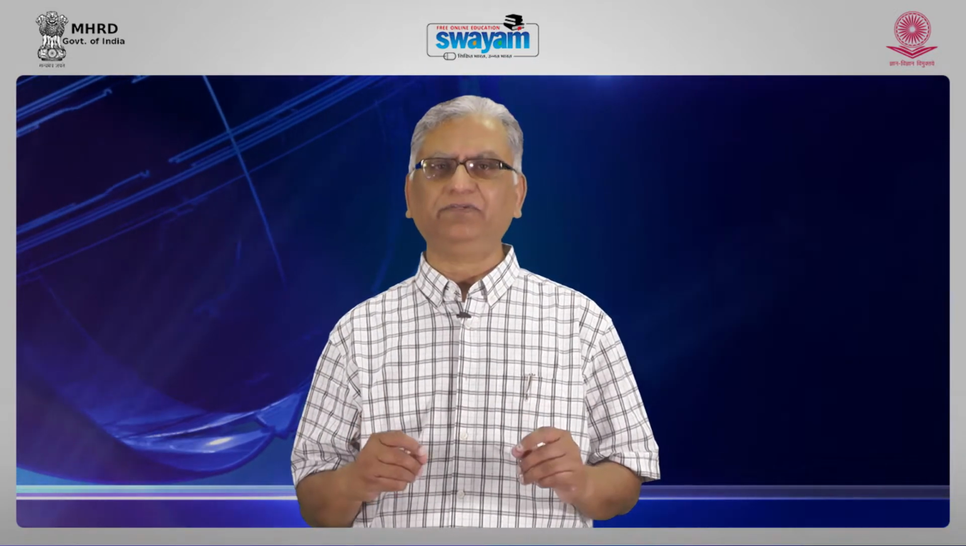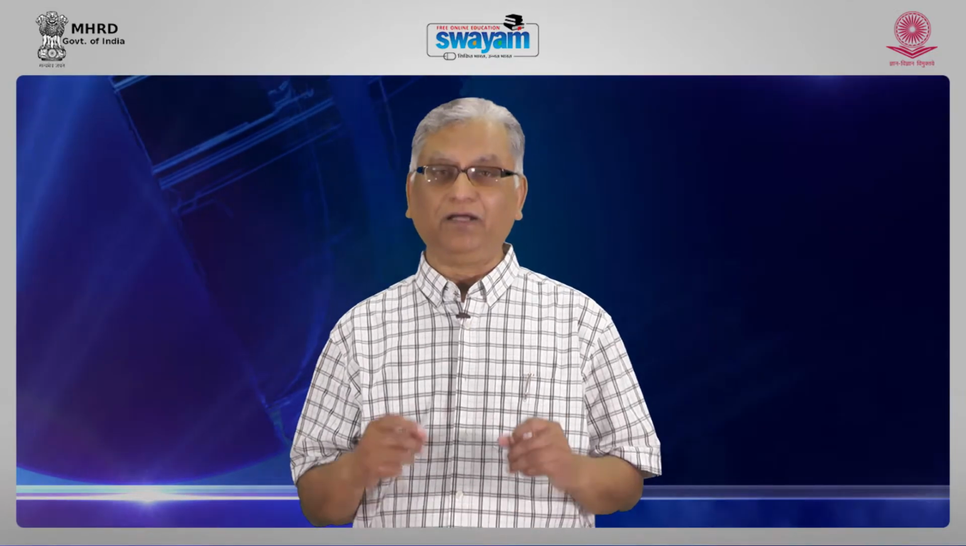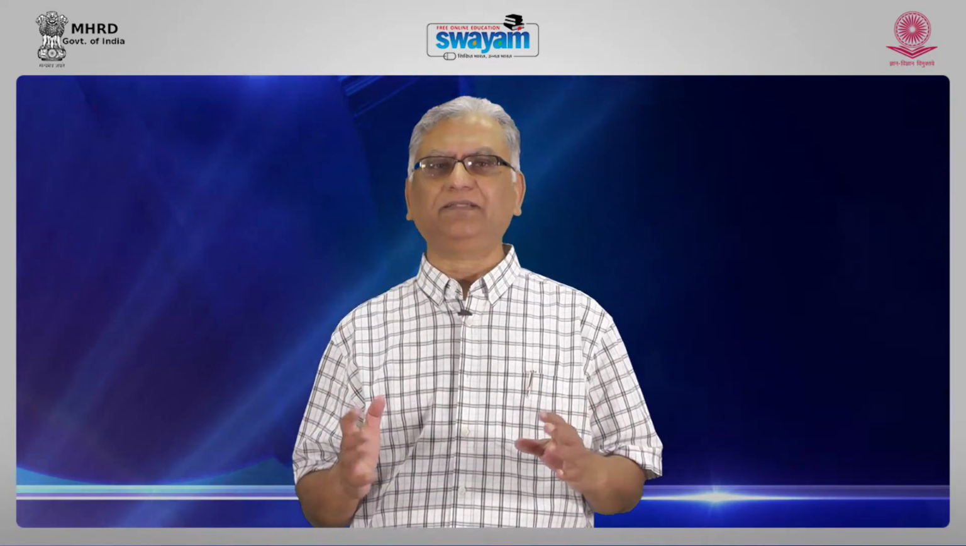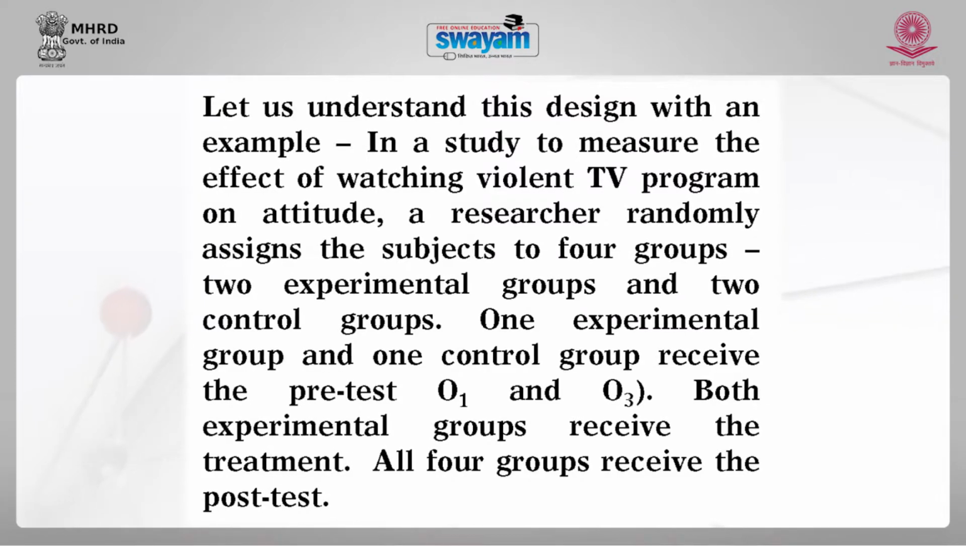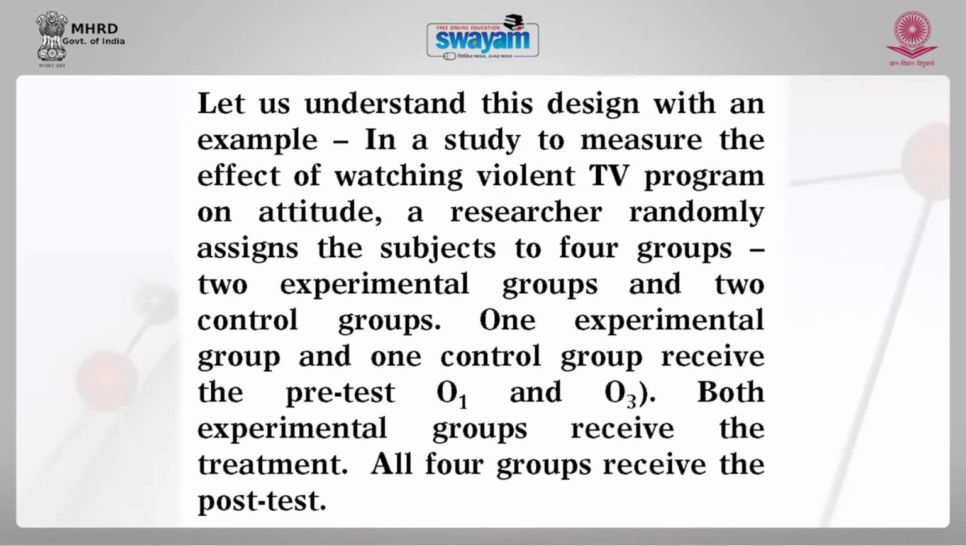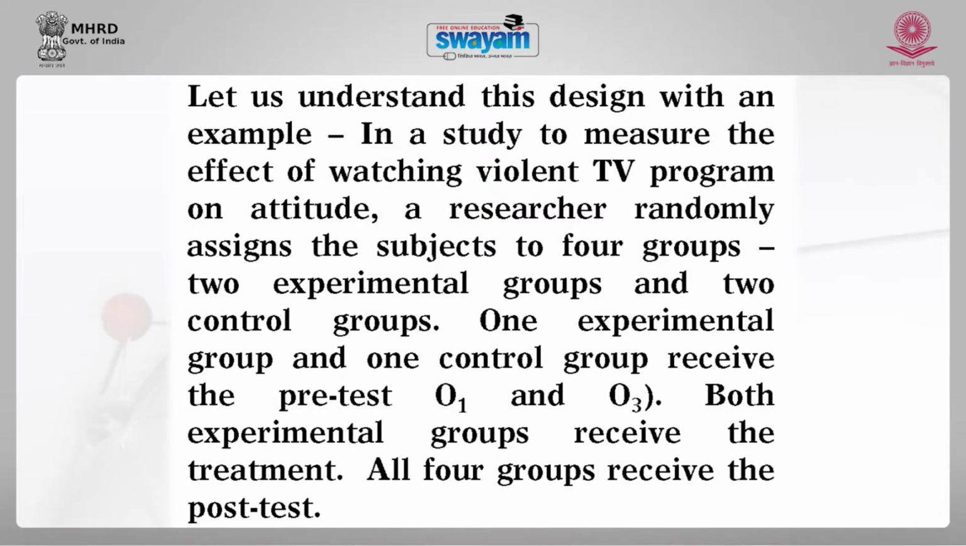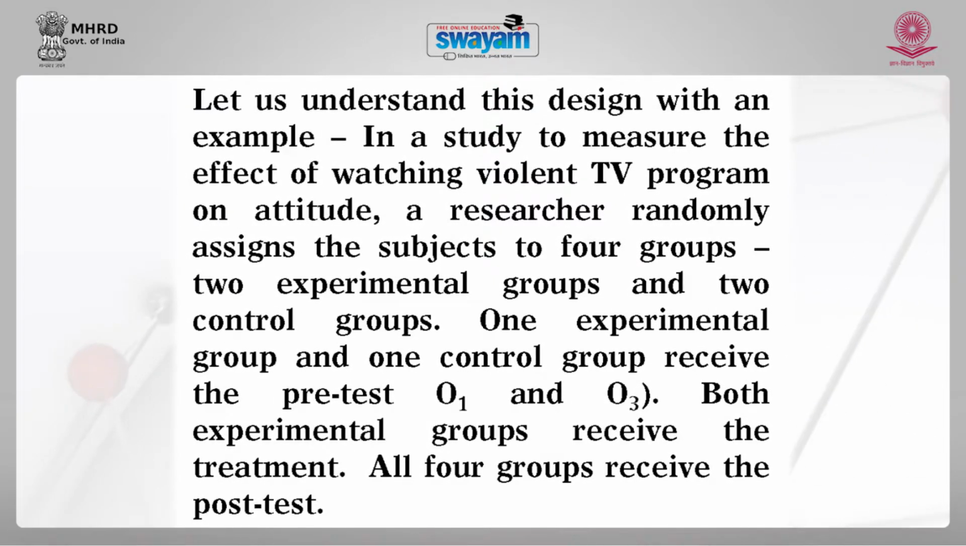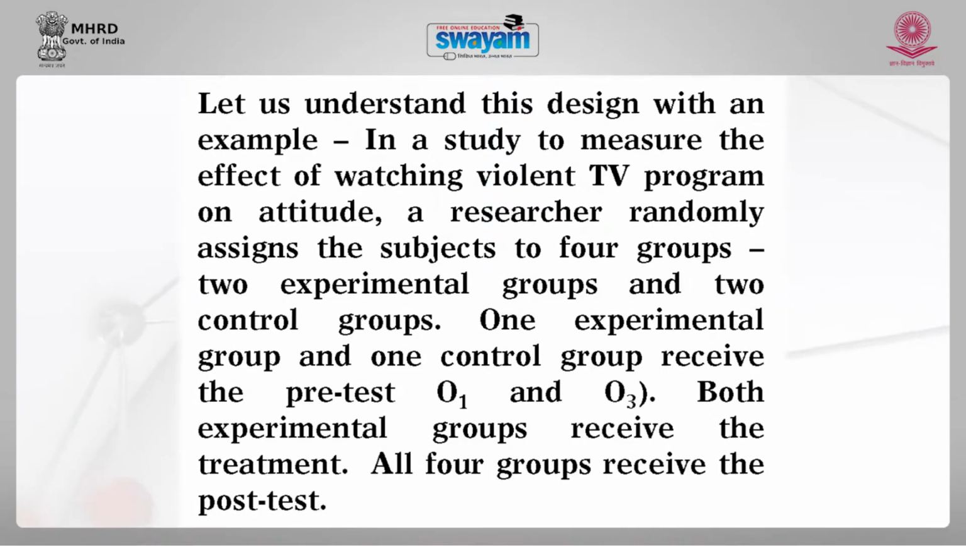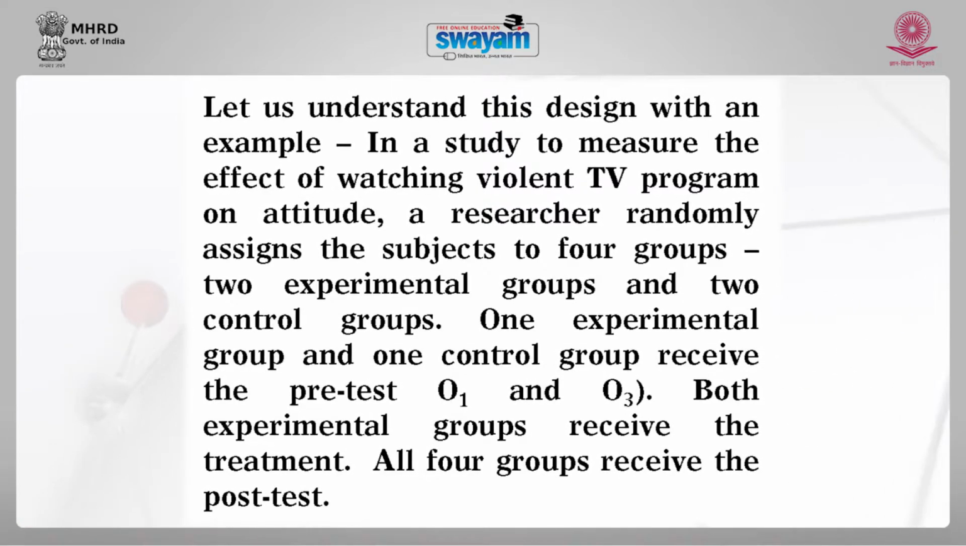In a study to measure the effect of watching violent television programs on attitude, a researcher randomly assigns the subjects to 4 groups, 2 experimental groups and 2 control groups. One experimental group and one control group receive the pre-test. Both experimental groups receive the treatment. All 4 groups receive the post-test.